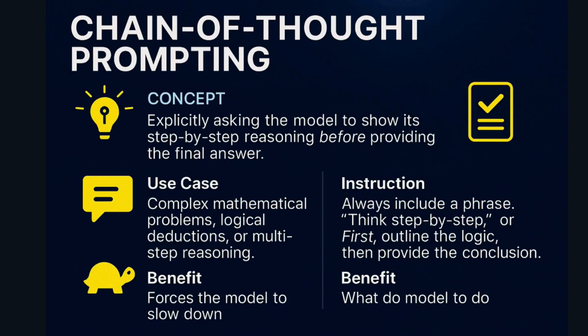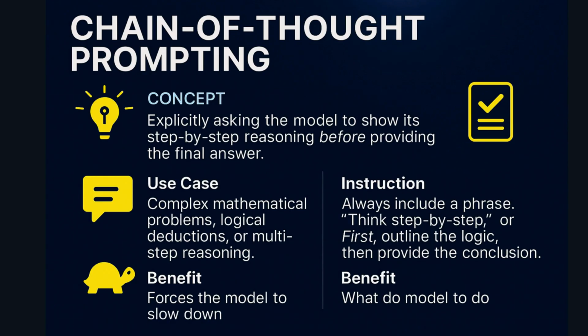In chain of thought prompting, which unlocks complex reasoning capabilities in LLMs, the core concept is to explicitly ask the model to show its step by step reasoning before providing the final answer. This technique effectively mimics the human internal thought process. The primary use case involves challenging tasks like complex mathematical problems, logical deductions, or multi step reasoning.